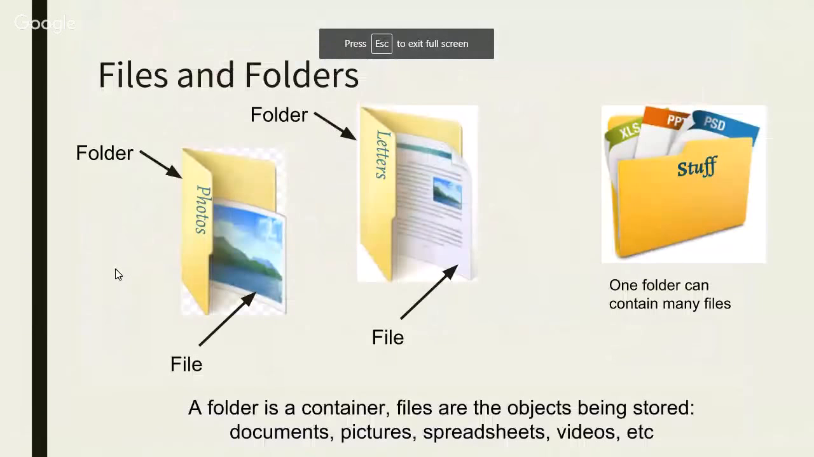So then what's next? So now let's back up a little bit and talk about some terminology and stuff like that. So I talk about files and folders. And I hear some newbies getting confused on these terms. So I want to make sure you understand that the folder is the container. The file is the thing that is being stored. And one folder can contain many files, but a file is one thing. It's a document, a picture, a spreadsheet, videos, etc.